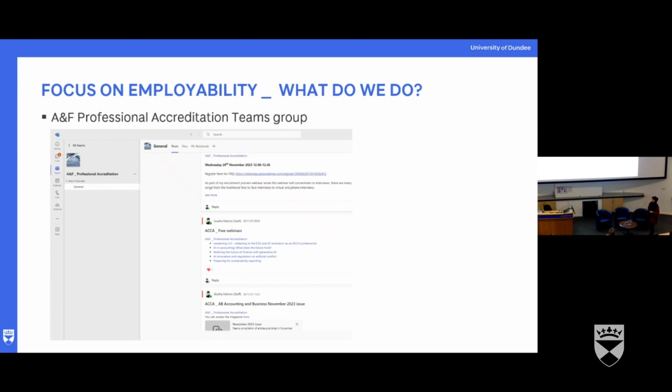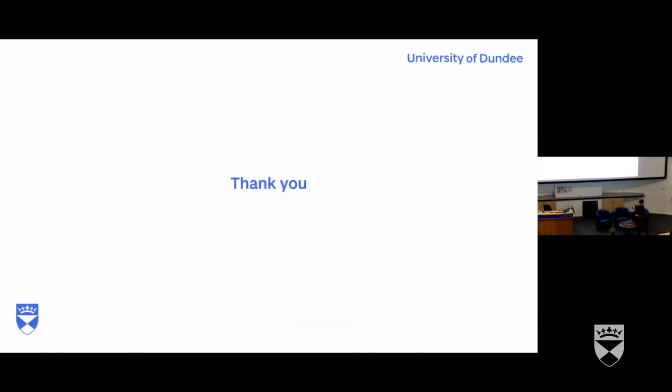We also provide the students a chance to be always updated, and we always inform them about all sorts of events and webinars they can attend, magazines published by the different professional bodies, opportunities for jobs and internships, and it is highly appreciated by the students. So I think that's me, and then I'm in the red. So thank you.